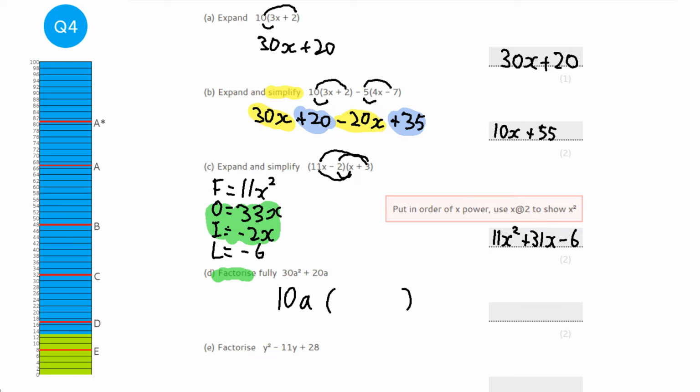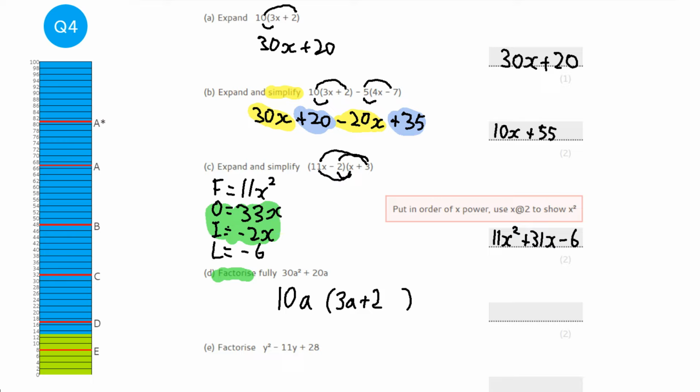Now let's do it. What I want to be thinking about when I do the inside of the brackets is what do I times 10a by to get to 30a squared? Well, let's do the number first. What do I times 10 by to get to 30? Well, I'm going to times it by 3. And what do I times a by to get to a squared? Well, it's just going to be a. Then I ask myself the same question in the next one. What do I times 10 by to get to 20? It's going to be 2.